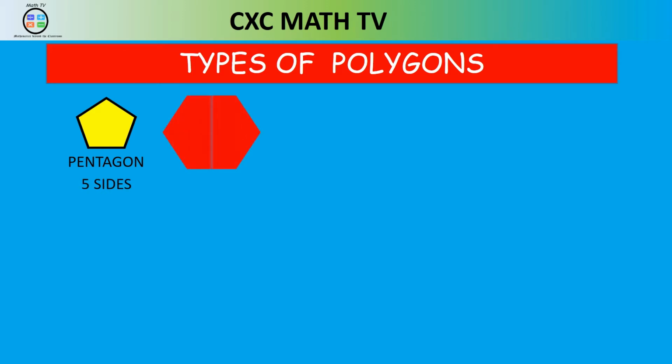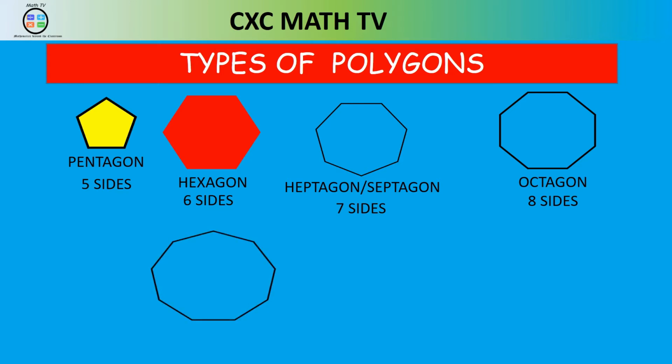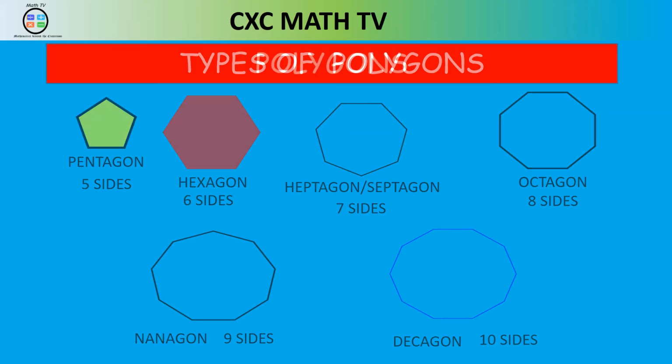And then a hexagon, this is a polygon with 6 sides. Then we have what's known as a heptagon or a septagon. That one has 7 sides. An 8-sided figure is known as an octagon. And then a 9-sided figure is known as a nonagon. And then a 10-sided figure, we call it a decagon. Alright?